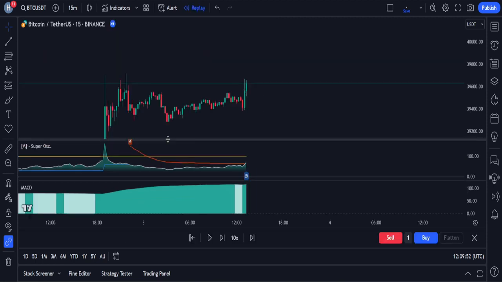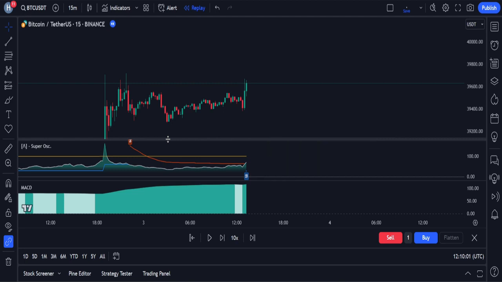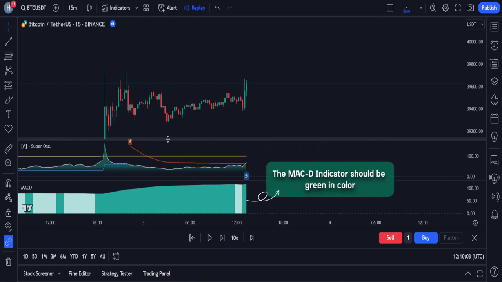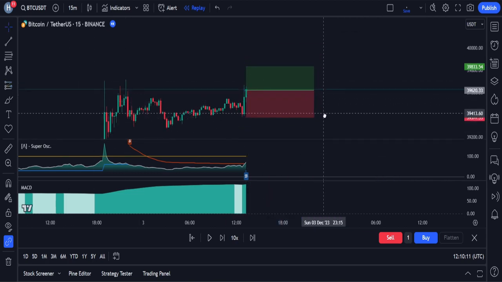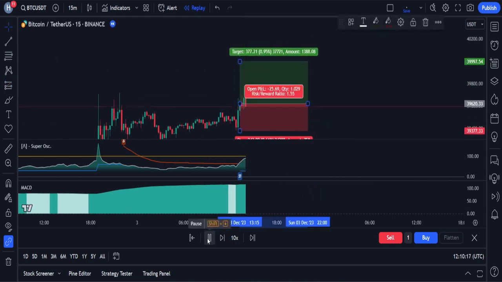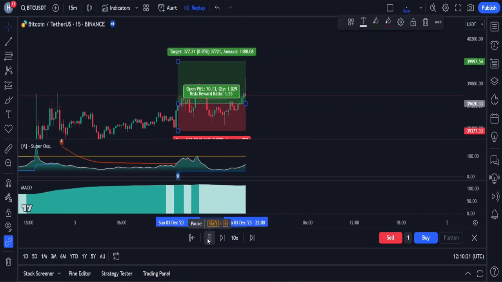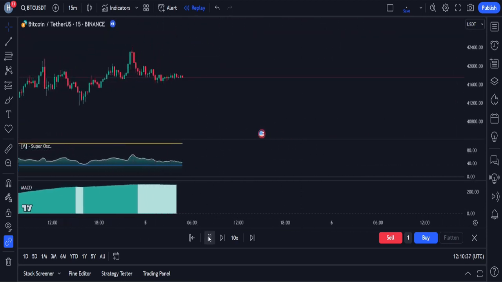So for a buy trade to be valid, the rules are really simple. We will wait for the SuperTrend indicator to give a buy signal. After that, we will confirm this signal with the help of the MACD indicator. And the MACD indicator should also be green in color. So if all these rules are fulfilled, we can open a buy trade. We can set our stop loss at the recent swing low. And the take profit target should be set at 1.5. Now let's see if the market will hit our target or not. I hope you have understood the rules for this strategy.